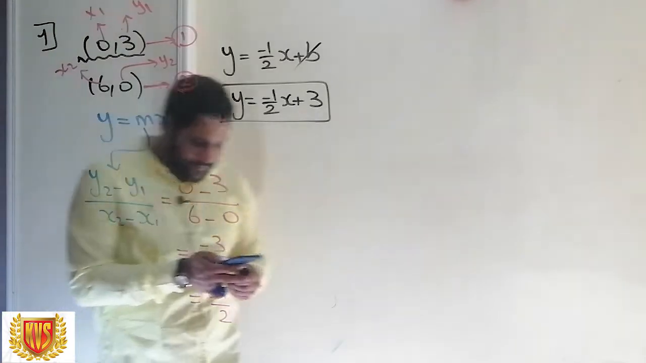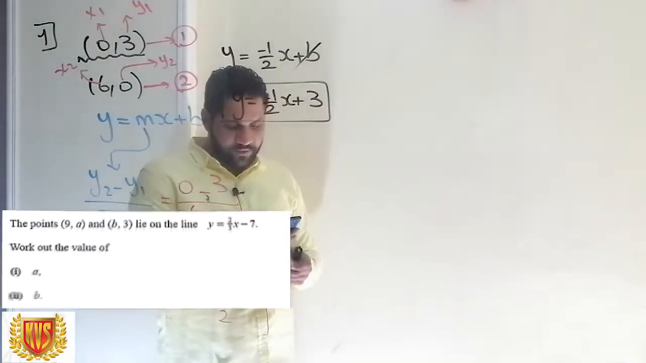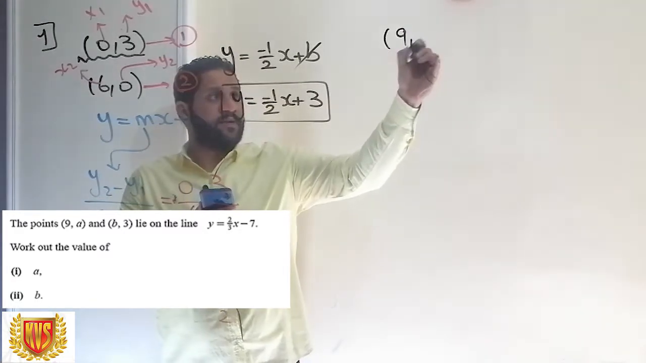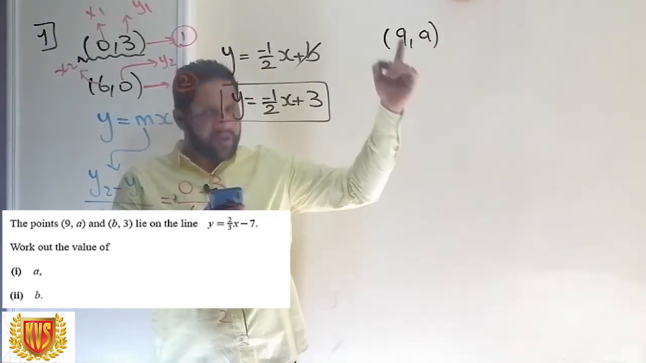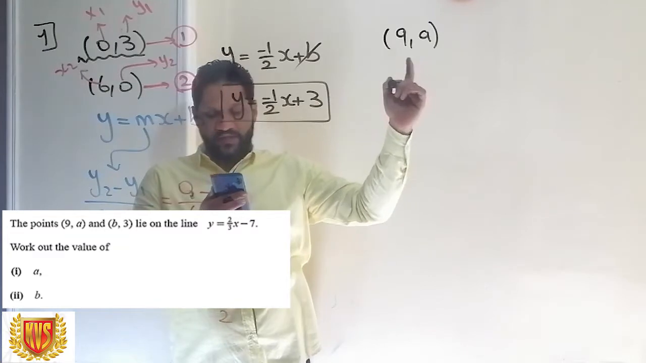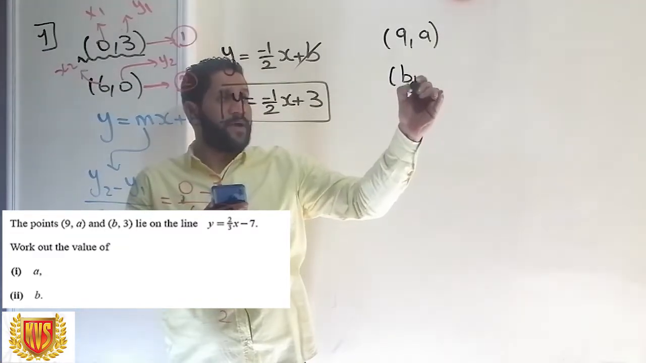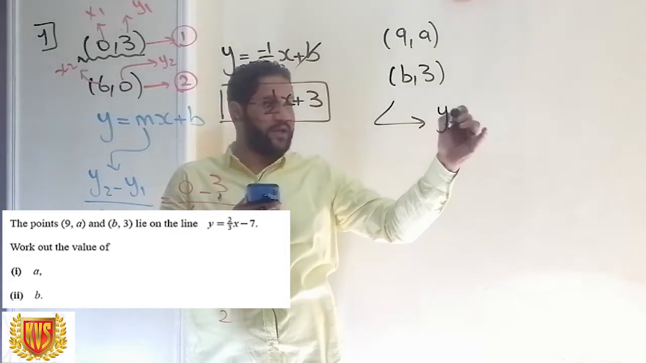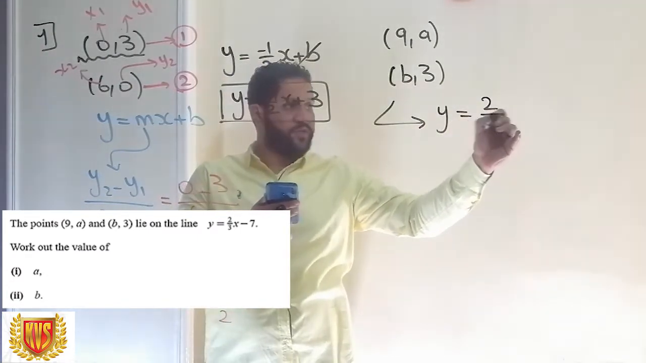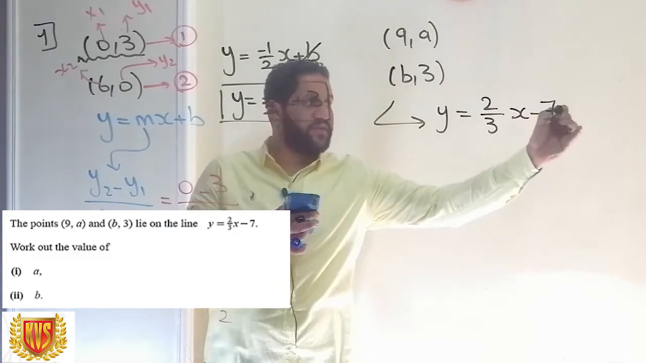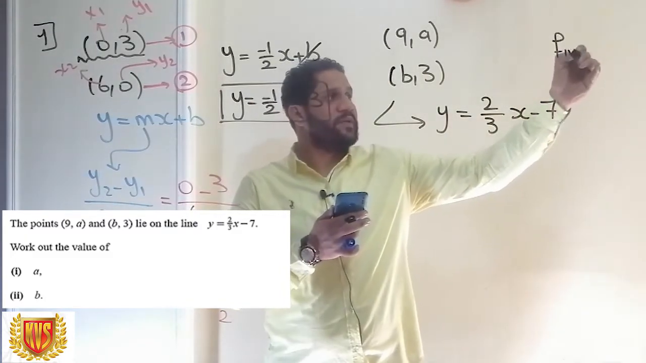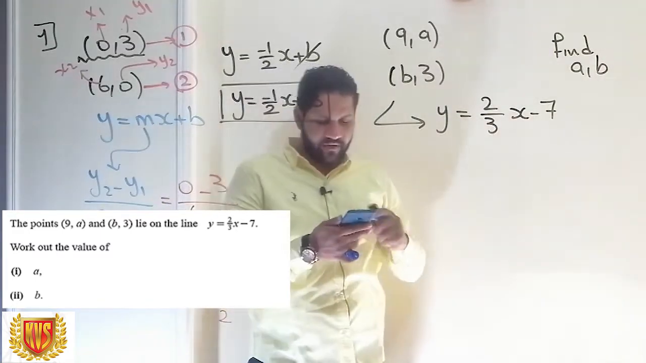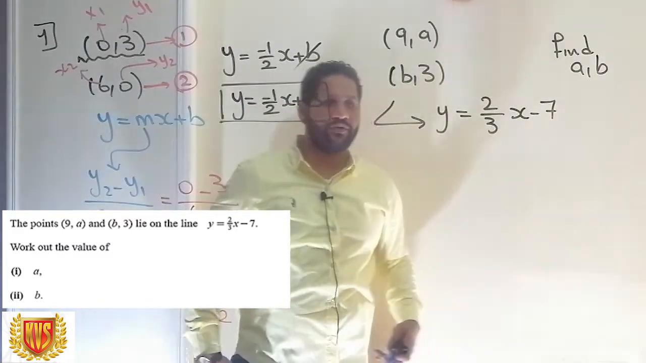Then in part b, this is a very, very important one. He's saying that the points (9, a) and (b, 3) are lying on the line which is y equals 2 over 3 x minus 7, and we want to find a and b. This is very important.